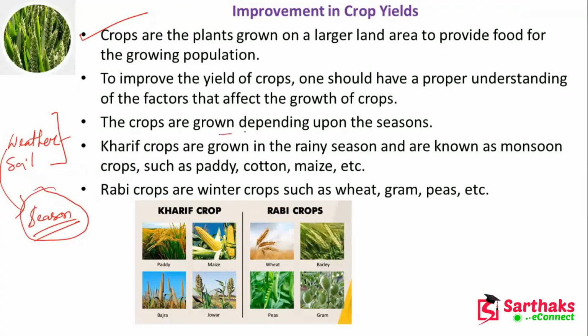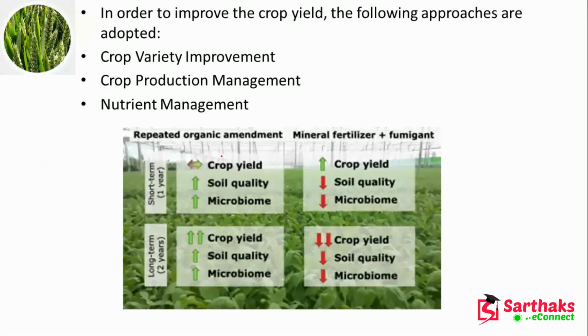So the crops are grown depending upon the seasons, and that's why we have to know, before going to make a crop production on a large scale, the factors which are affecting the growth of the crop. So for that reason, we have to know what the required weather is, what the required soil type is, and according to that, we can grow it. So in order to improve the crop yield, we can do crop variety improvement, crop production management, and nutrient management.